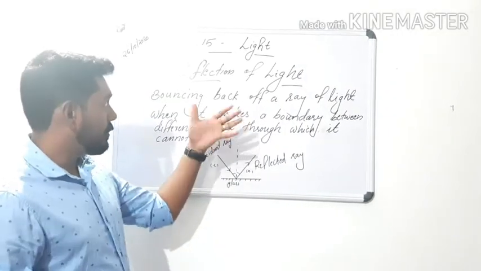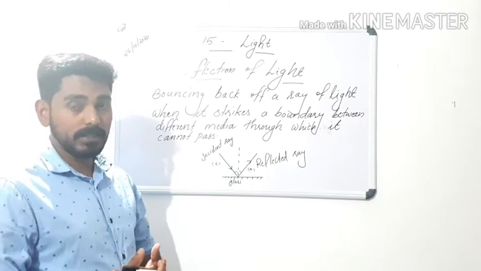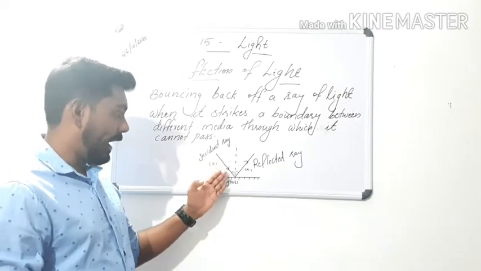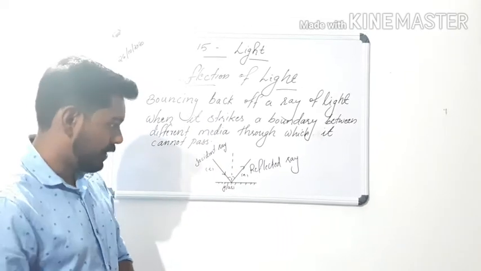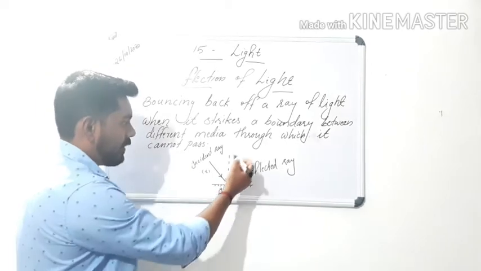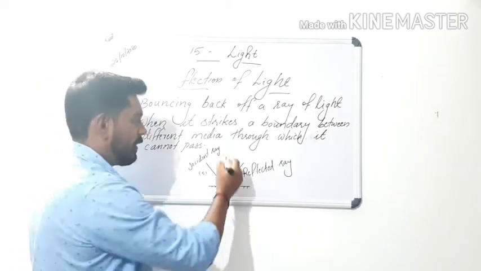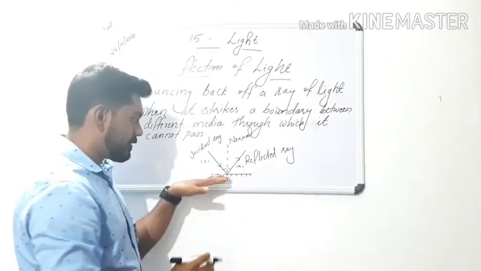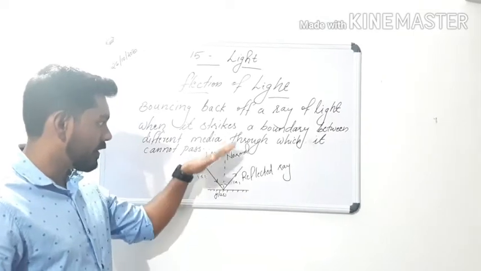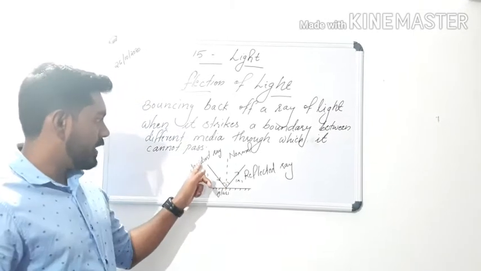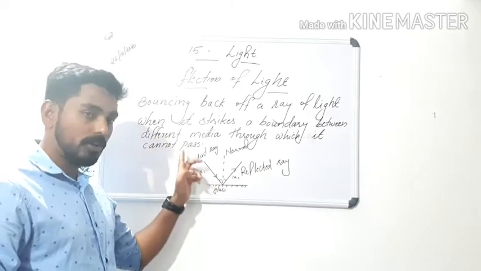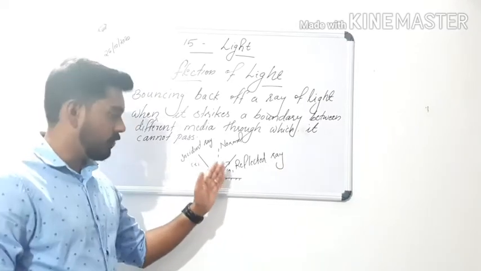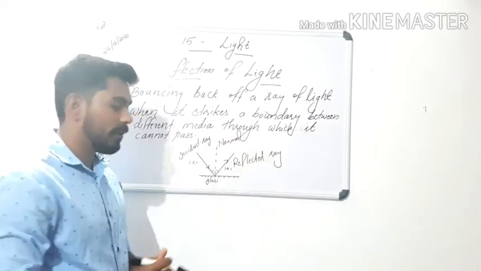When we talk about reflection of light, there is some terminology we have to understand. First, the incident ray; second, the reflected ray; then the angle of incidence, the angle of reflection, and the normal. The dotted line here is called the normal, and the normal is always perpendicular to the surface. The incident ray is the ray which strikes the surface, and when it bounces back, that ray is called the reflected ray.